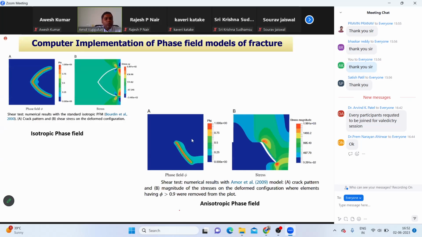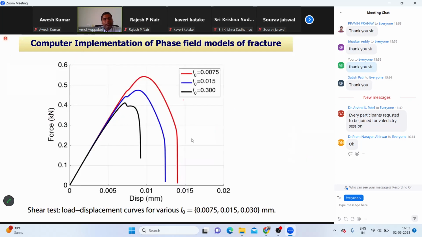So if you take an isotropic phase field model, as I said, it doesn't care whether it is compression or tension. So if you take a body under a state of shear, this body shows that the crack propagation happens in two directions, which is not true. Okay? If you apply a shear loading, the crack propagation should happen only in one direction. And that is taken care of by an anisotropic phase field model. And you can see in the bottom figure that if you take an anisotropic phase field model, under a state of shear, there is only one direction in which crack is propagated. Okay?